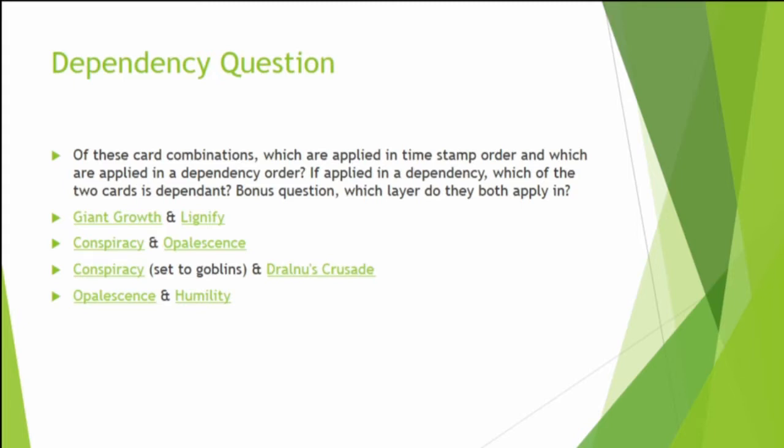I think opalescence and humility are timestamped because they both apply in the layer that sets power and toughness, layer 7. So I think it's an issue. Which sublayer? 7B. Yes, correct. But I have a question. What happens if I cast Replenish and put these both into play? Yes, I think that is the case. Oh, fair enough.